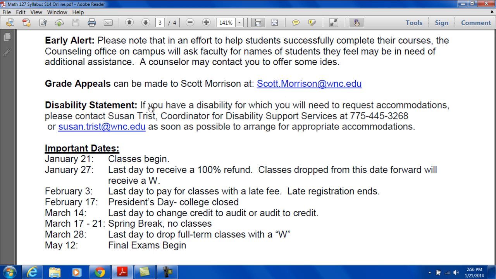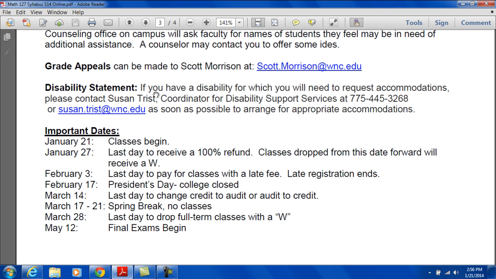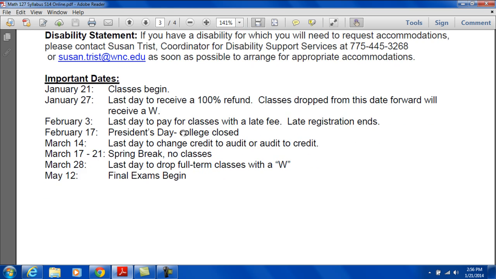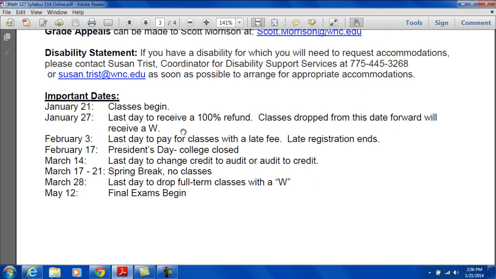Grade appeals can be made to Scott Morrison. There's his email address. Disability statement. If you have a disability for which you need to request accommodations, please contact Susan Trist, Coordinator for Disability Support Services at, there's her number and there's her email address, as soon as possible to arrange appropriate accommodations.